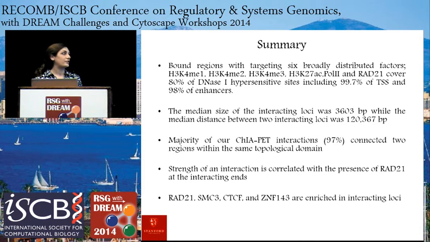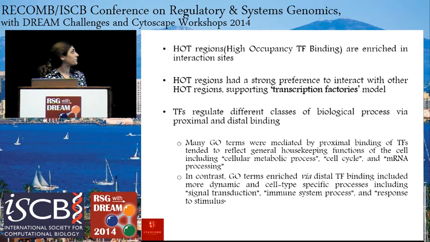Majority of ChIA-PET interactions fall in the same topological domain, and the strength of the interaction was correlated with the presence of RAD21 on both sides of the interacting loci. RAD21, SMC3, ZNF143, and CTCF are enriched at interacting loci. Hot regions were enriched, and they tend to interact with each other.